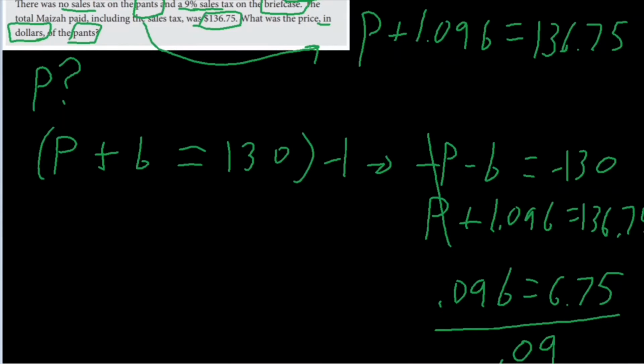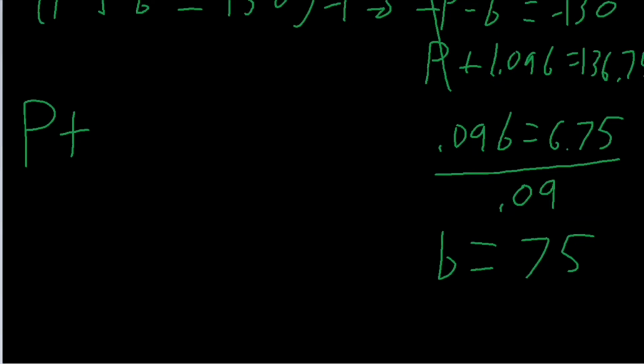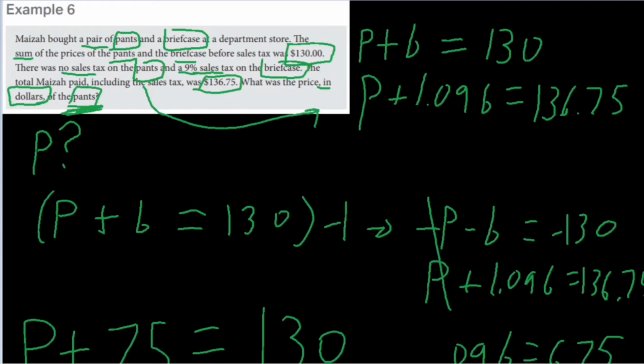And now that we know B, we have to go back to the question, and it's asking for the price of the pants, right? So we plug that back into the equation, and we solve for the value of P, and we get that P is equal to 55.